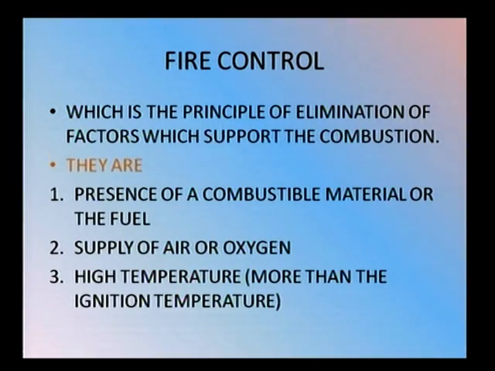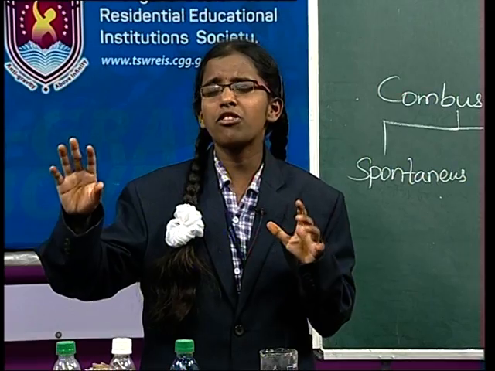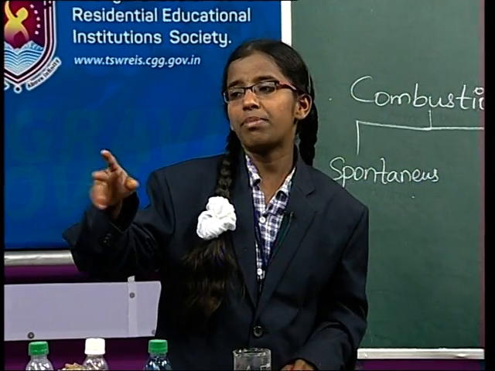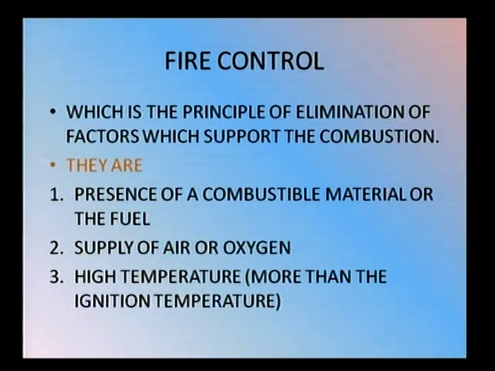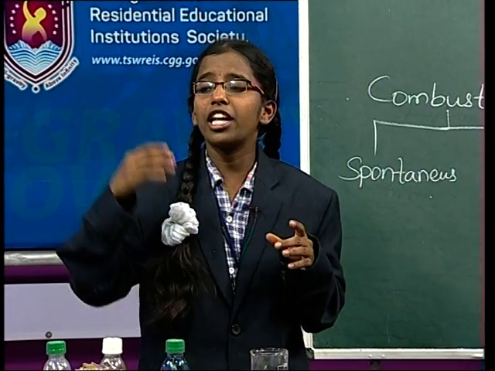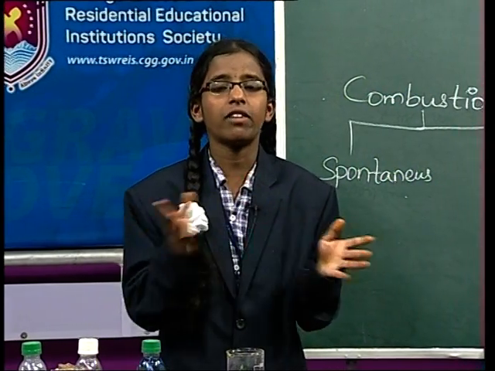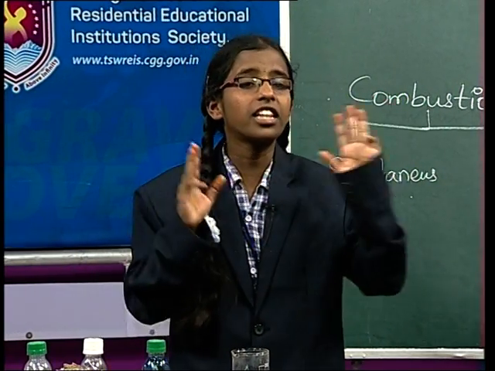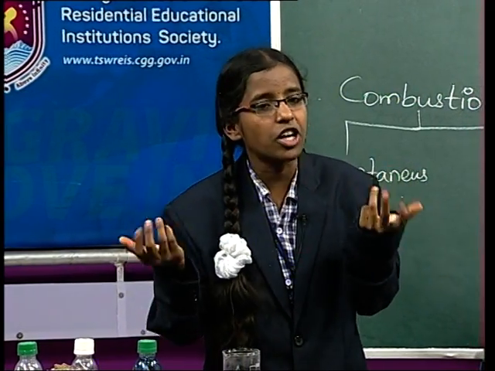So, when we want to control the fire, we have to eliminate any of these factors. If we eliminate the combustible material or the fuel, the fire will be controlled. If we disconnect the supply of air or oxygen, the fire will be controlled. And if we decrease the temperature, the fire will be controlled. These are the three methods by which we can control the fire.